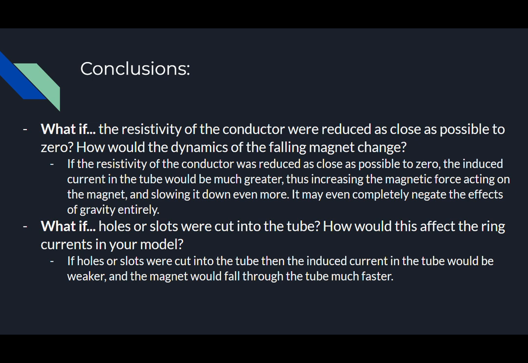What if holes or slots were cut into the tube? How would this affect the ring currents in your model? Well, if holes or slots were cut into the tube, then the induced current in the tube would be much weaker, and the magnet would fall through the tube much faster.